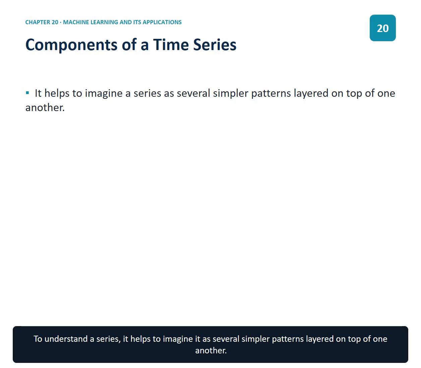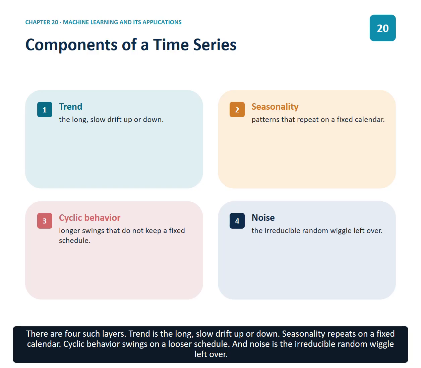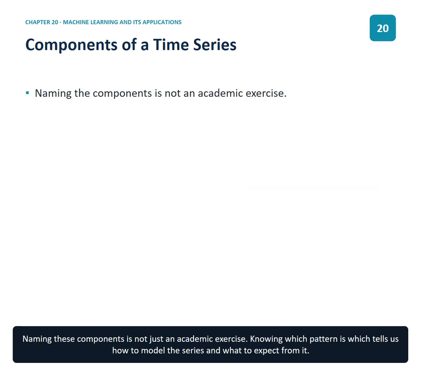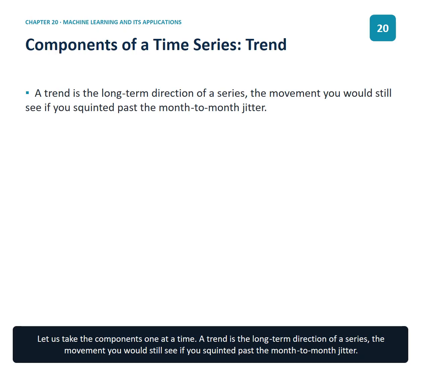To understand a series, it helps to imagine it as several simpler patterns layered on top of one another. There are four such layers. Trend is the long, slow drift up or down. Seasonality repeats on a fixed calendar. Cyclic behavior swings on a looser schedule. And noise is the irreducible random wiggle left over. Naming these components is not just an academic exercise. Knowing which pattern is which tells us how to model the series and what to expect from it. Let us take the components one at a time.